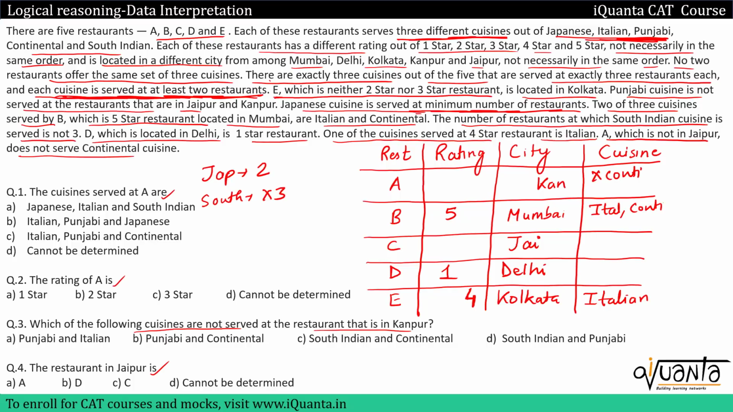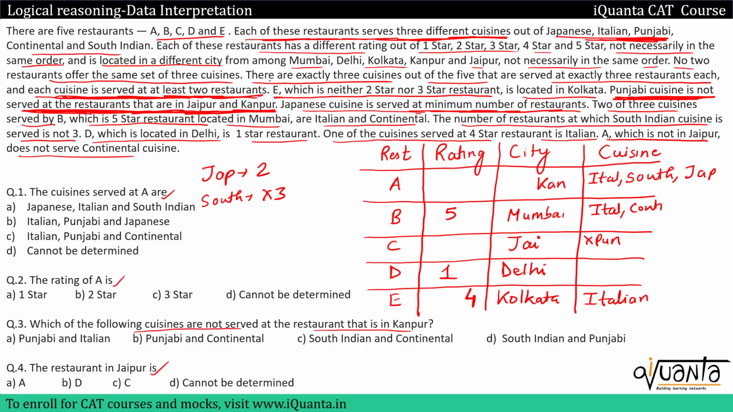Okay. We were also given one clue related to restaurants in Jaipur and Kanpur over here. Punjabi cuisine is not served at the restaurants that are in Jaipur and Kanpur. So Jaipur, Kanpur, we will not serve Punjabi. Okay, not Punjabi. Now in the very first line we were given that each of these restaurants serves 3 different cuisines. So for restaurant A, 2 cuisines are not possible, continental and Punjabi. That means the other 3 which are remaining, they are Italian, then we have South Indian, and we have Japanese. Okay, so these will be served at restaurant A. I will remove these. Okay.